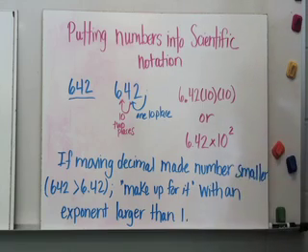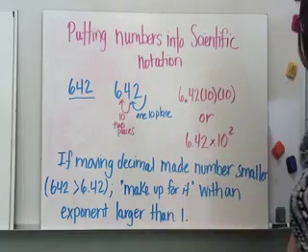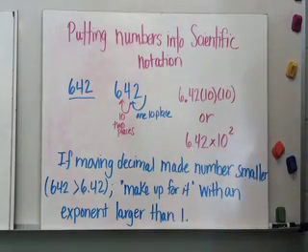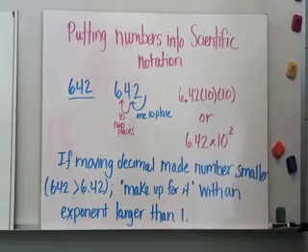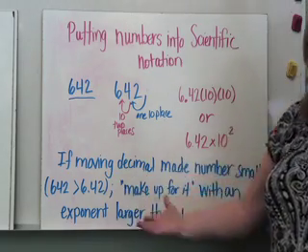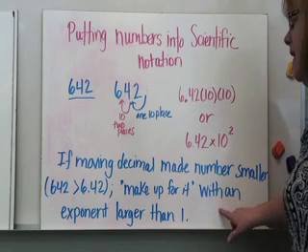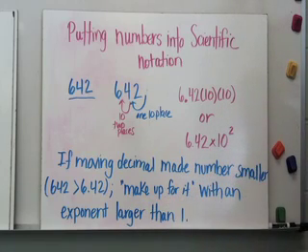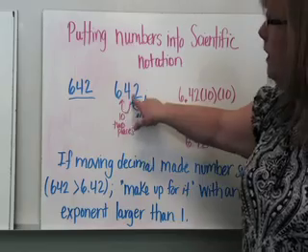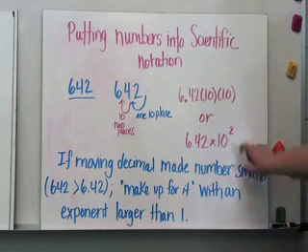Moving our decimal place from 642 to 6.42 made our number look smaller. You know, 642 is bigger than 6.42. Well, putting it in scientific notation made our number smaller. So I like to say you've got to make up for it by making your exponent larger than 1. And that number that is larger than 1 is how many places you had to move your decimal to the left. And in this case, it was 2.